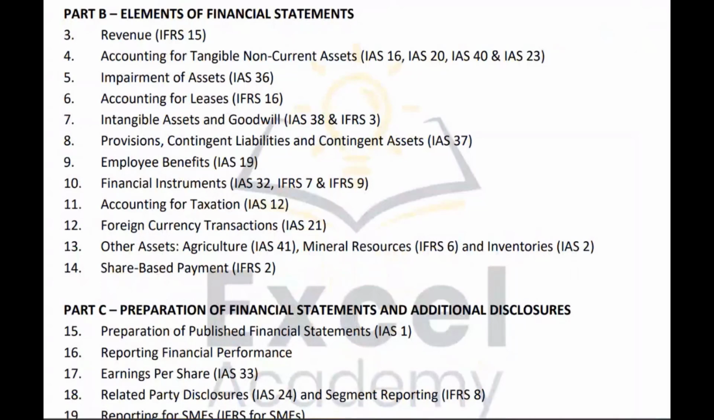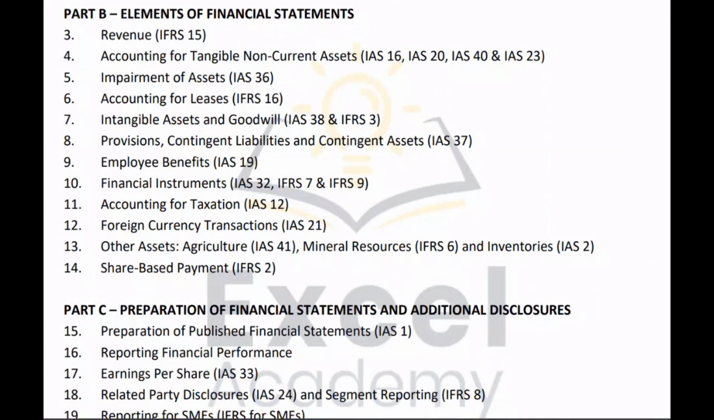After that, we'll also be looking at the standards that guide how we account for tangible non-current assets. Here we have 4 major standards. We have IAS 16, which talks about property, plant, and equipment. We have IAS 20, which talks about government grants. And we have IAS 40, which talks about investment property. We also have IAS 23, which talks about borrowing costs. That's what accounting for tangible non-current assets covers.